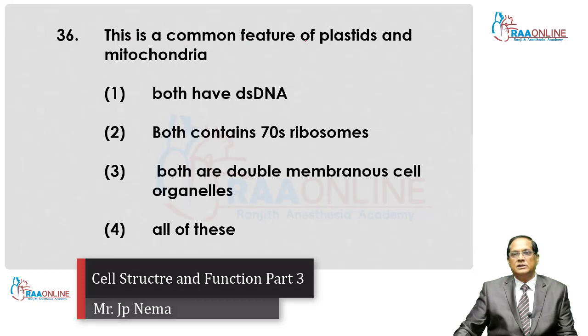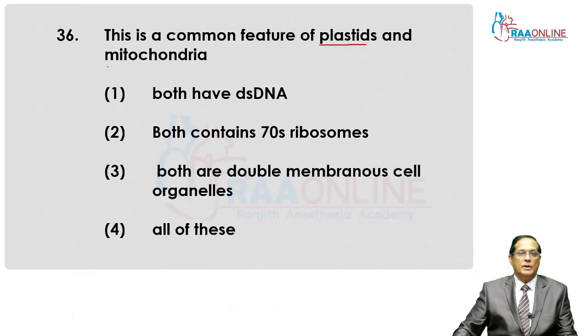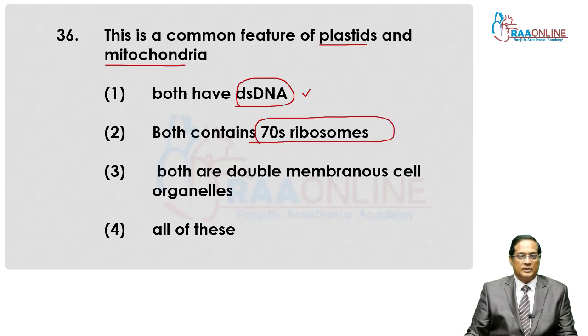This is the common feature between plastids and mitochondria. Yes, these are the structures in which DNA is present. The first point is also right, that is they have extra nuclear DNA or extra chromosomal DNA. Both mitochondria as well as chloroplast have a double stranded DNA molecule. Then both of them have ribosomes also. DNA is there, ribosome is there.